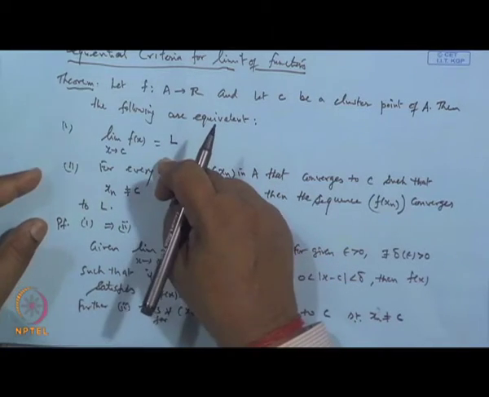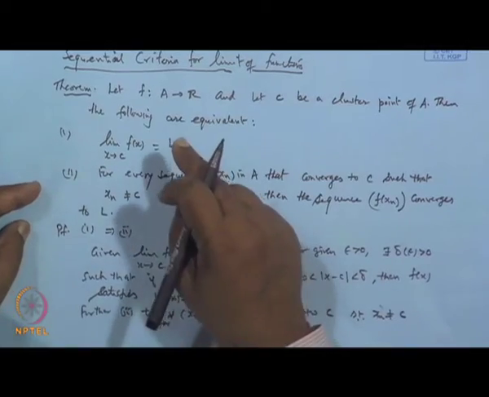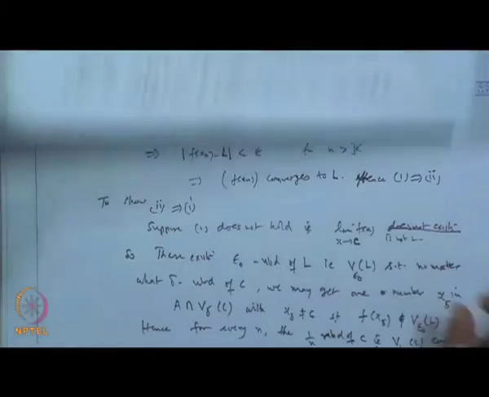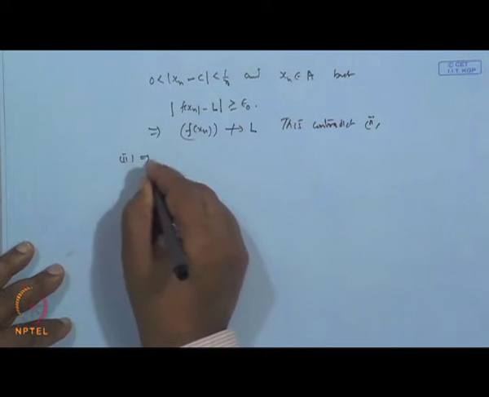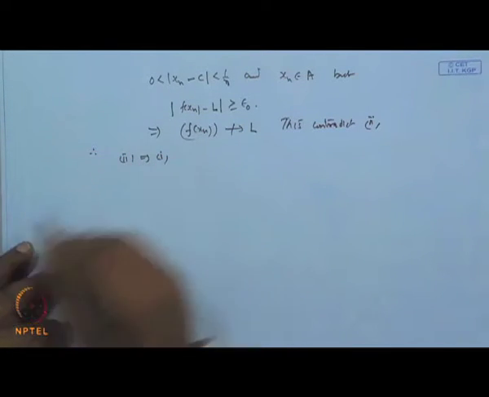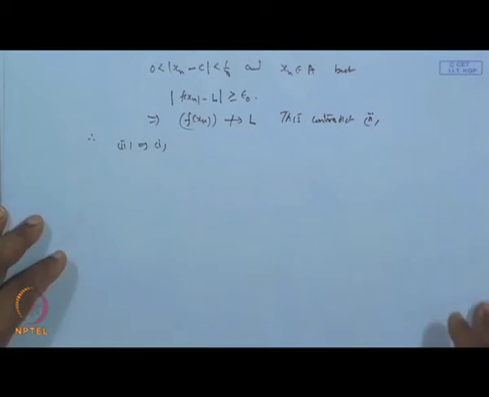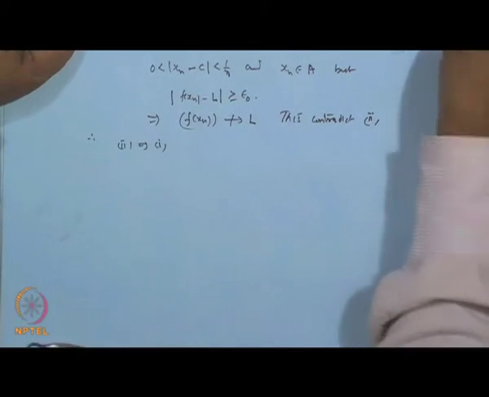Therefore, our assumption is wrong. So, if 2 holds, 1 will definitely hold. So, definitely 2 implies 1. Therefore, 2 implies 1. So, this completes the proof. Okay.